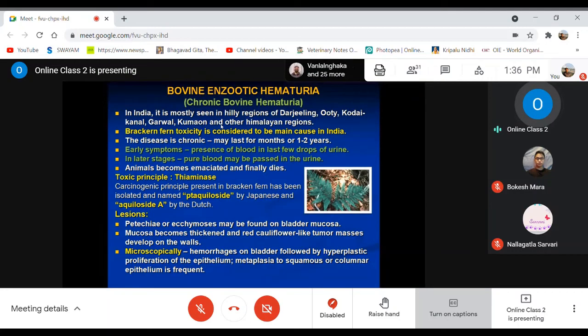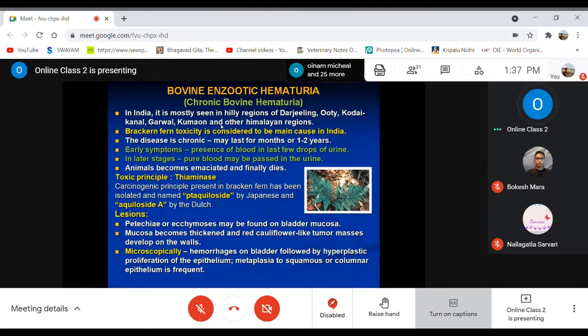And these animals, because of losing a huge quantity of this blood, used to get very weak and emaciated, and finally die due to hypovolemic shock. Okay, and because of this toxic effect also, right?